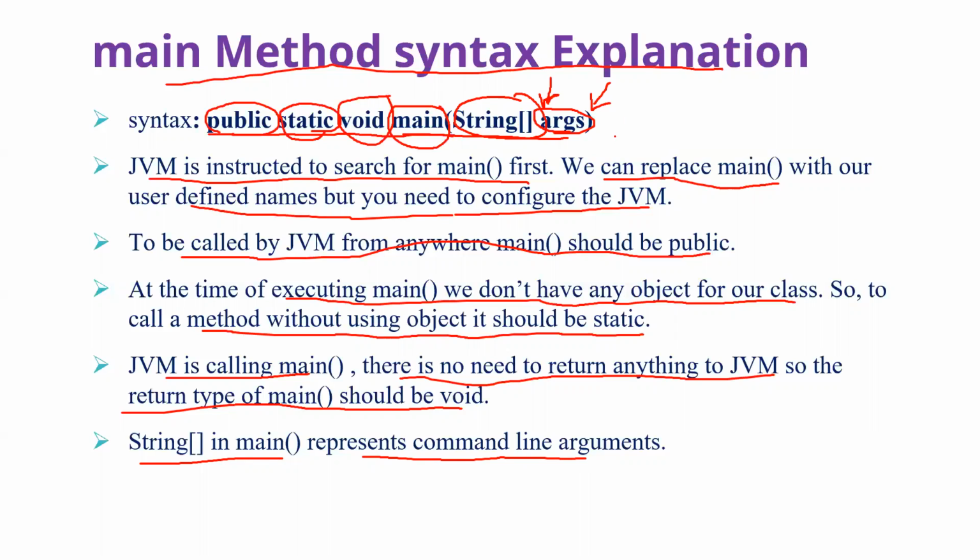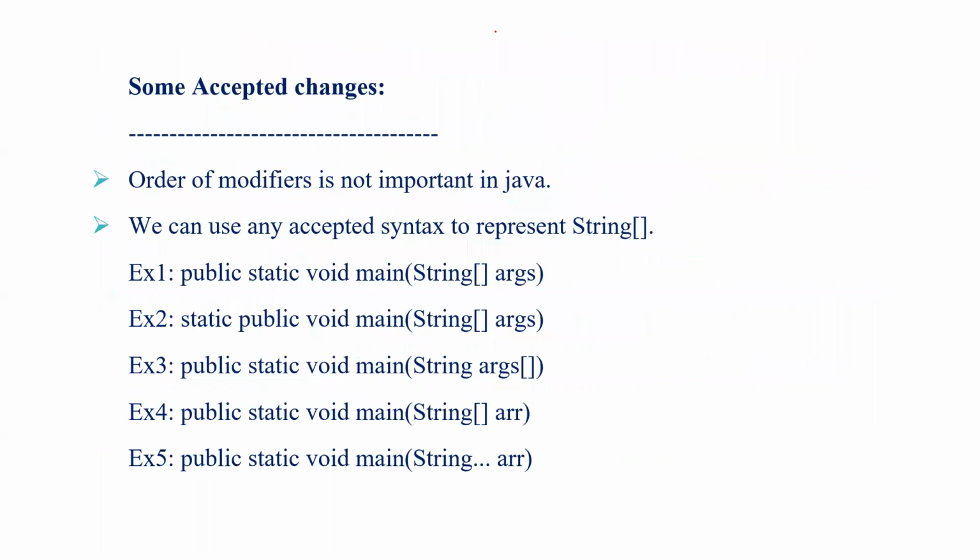Okay, let me go to the next slide. Observe, even though it is a strict syntax, you can make some possible changes in that. Some accepted changes you can make. First one is the order of modifiers is not important in Java. Instead of public static void main, you can write static public, which means you reverse it here, right? You made it like this. There will be no problem by changing the order of the modifiers.